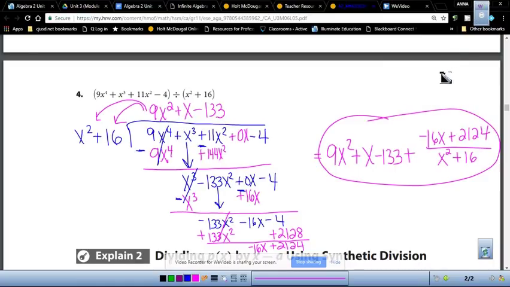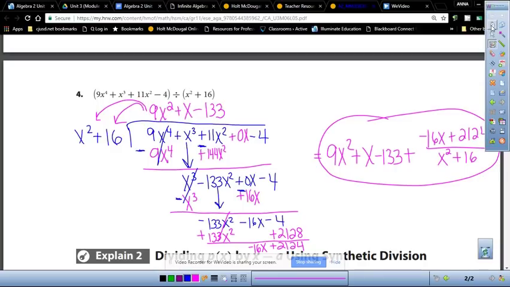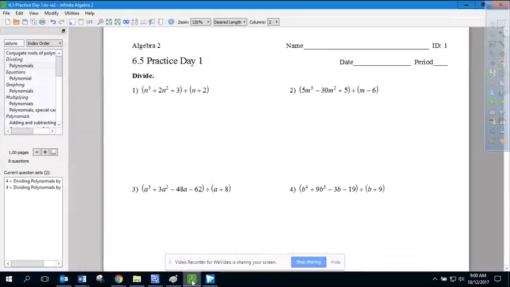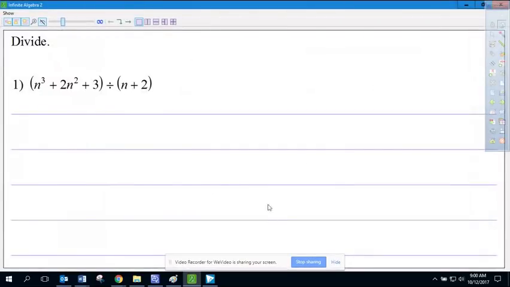We are now going to go to the worksheet I've attached to our post on Google Classroom. If you do not have this worksheet on Google Classroom, go ahead and get a separate sheet of paper out if you'd like to write down the problems that we are doing. Okay, so we're going to be doing our 6.5 practice day 1. And we're going to do number 1 and number 5 together.